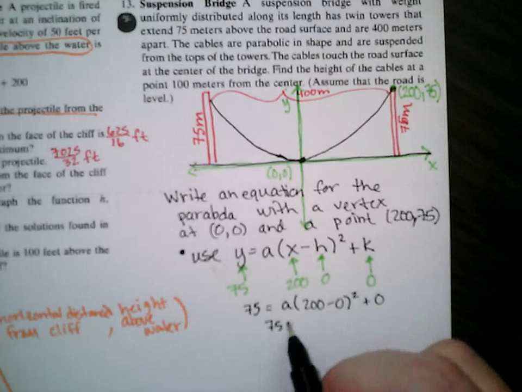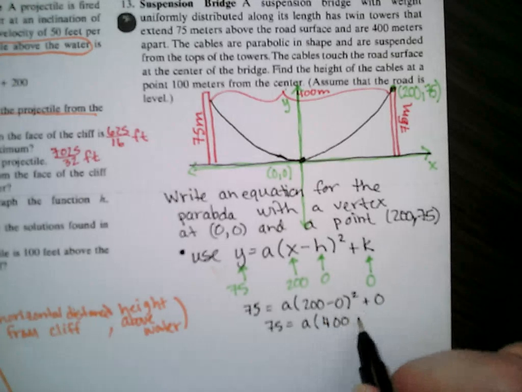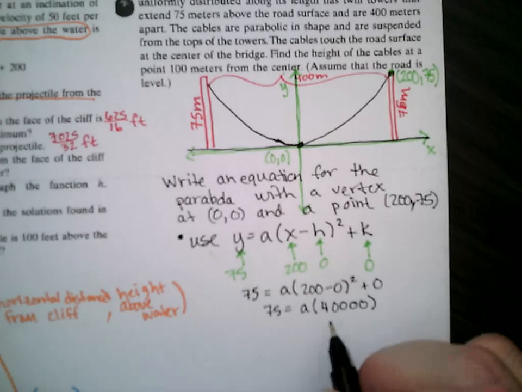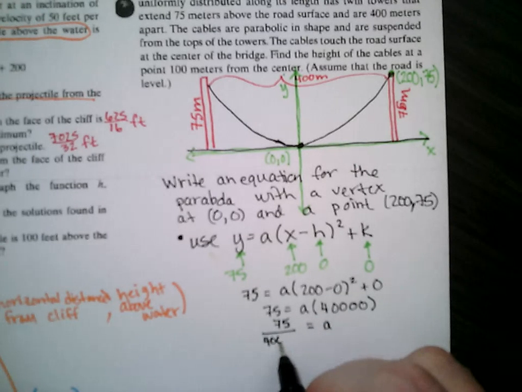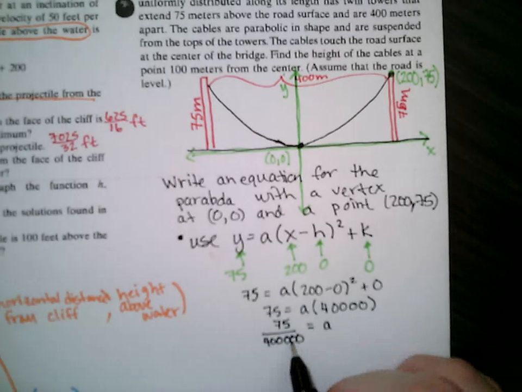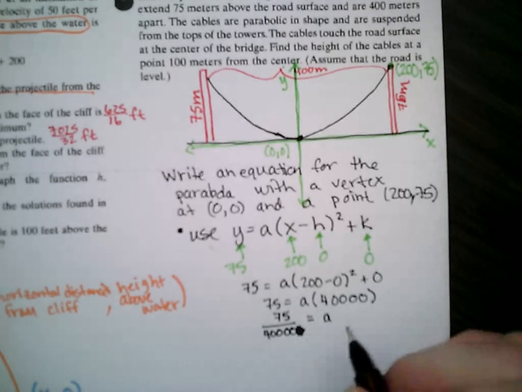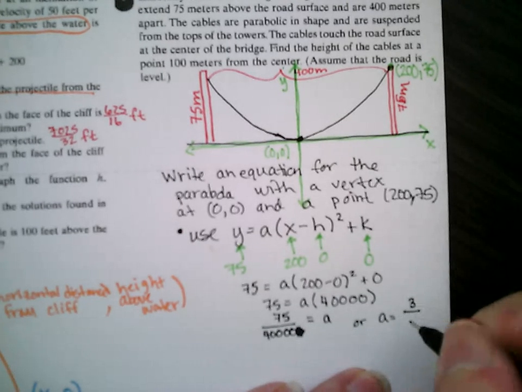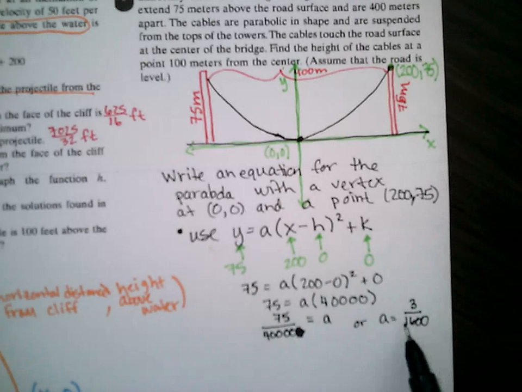So 75 equals a times 40,000. 1, 2, 3, 4. Yeah, 40,000. So then a would be 75 divided by 40,000. My bad. Okay. That's actually going to simplify to be 3 over 1,600. Okay. So that's the value for a.